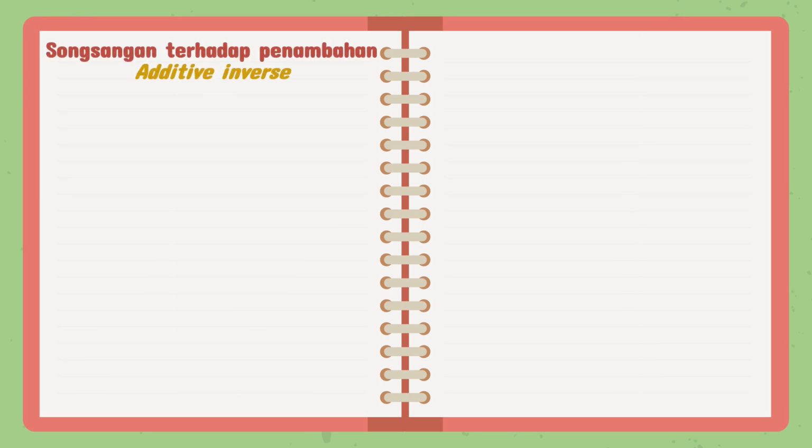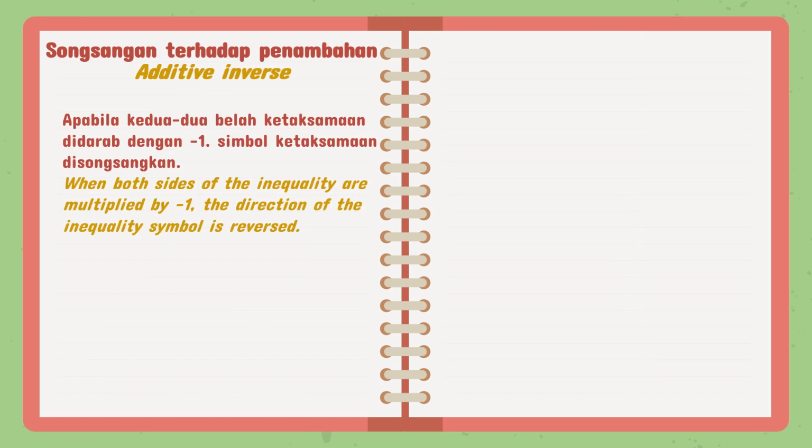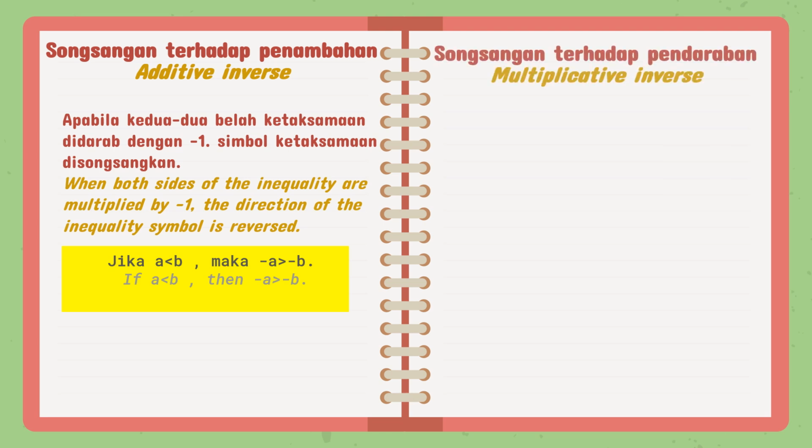And then we have additive inverse. What does additive inverse mean? When both sides of the inequality are multiplied by negative 1, the direction of the inequality symbol is reversed. So if you multiply anything by a negative number, your inequality symbol must automatically change, like an inverse. If A is less than B, then negative A is greater than negative B. Why do we have negative A and negative B? Because both sides of the inequality are multiplied by negative 1.